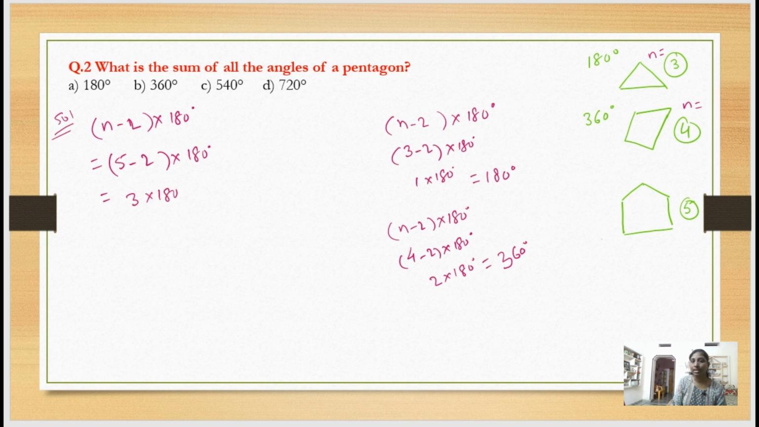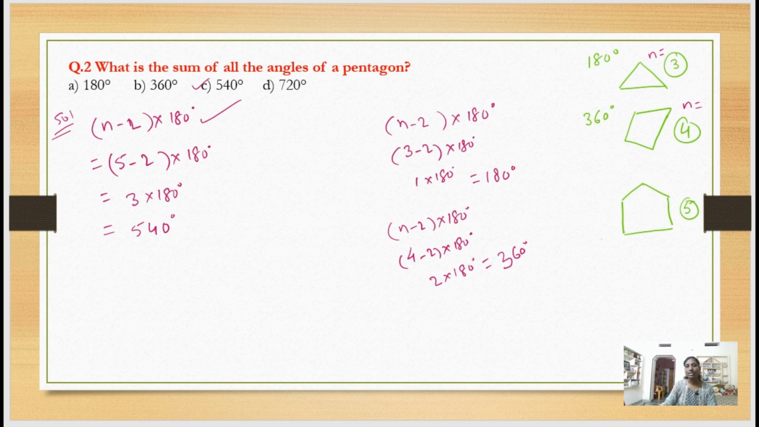3 into 180 degree. Now 18 3s are 54 and keep 1 0, 540 degree. So sum of all the angles of a pentagon is 540 degree. Option C is correct. Okay, so general formula for any polygon, it means sum of all the interior angles in a polygon is (n minus 2) into 180 degree. Clear? Do remember this formula.